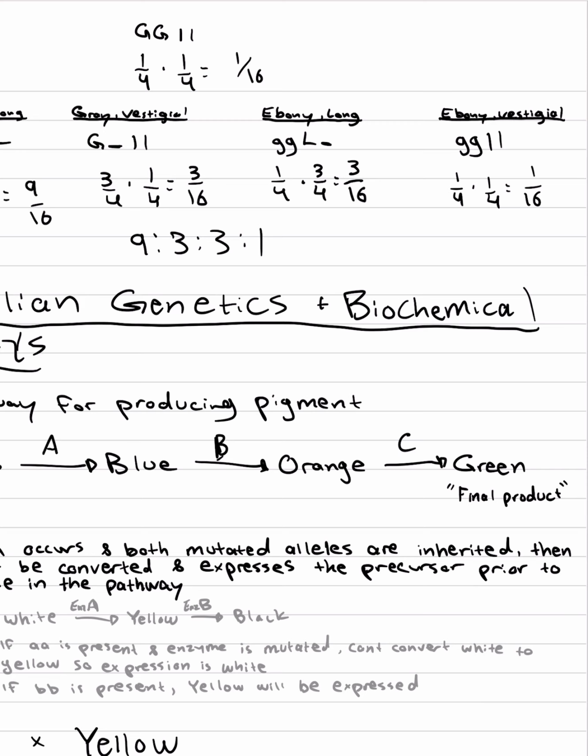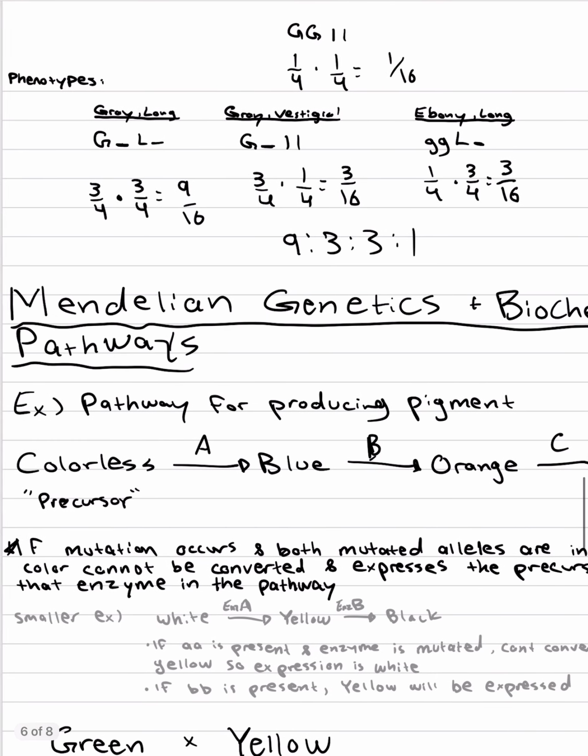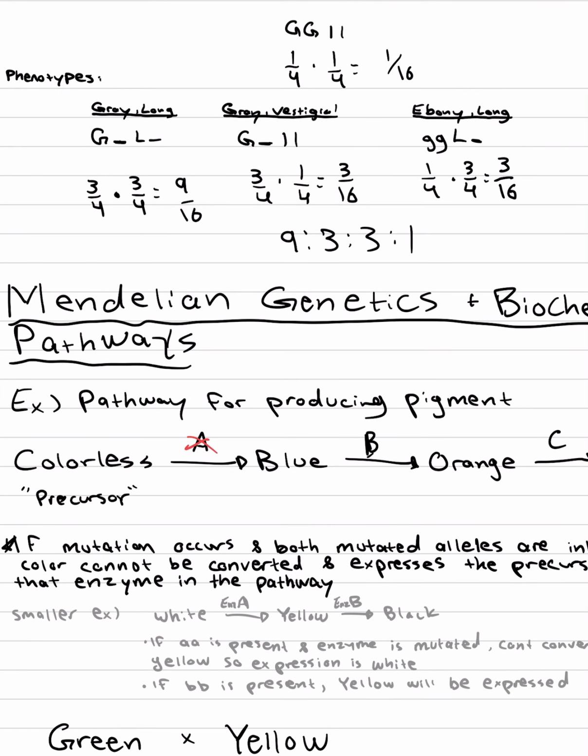In order to convert to the final color, you have to have orange. If you are unable to convert blue into orange because there was an issue with enzyme B, then you would express the blue color. Likewise, if there was an issue in converting the colorless color to blue because enzyme A was defective, then you would result in the organism showcasing a colorless color.